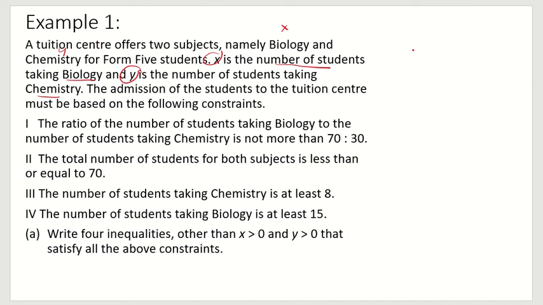Okay, then the admission of students to the tuition center is based on the following constraints. So see, these are constraints 1, 2, 3, and 4. Biology is X and chemistry is Y. Number of students taking biology, X, number of students taking chemistry, Y. X and Y always involve the numbers of something, number of people or number of things.